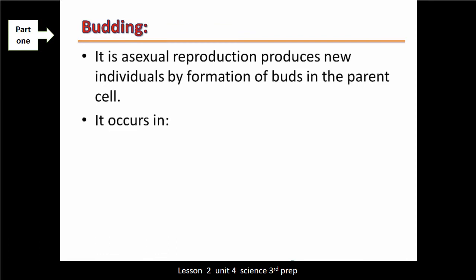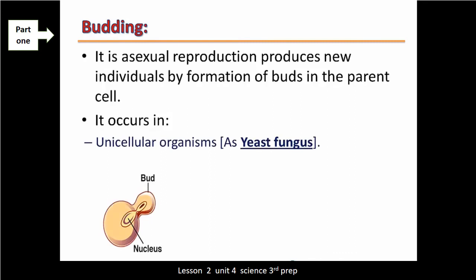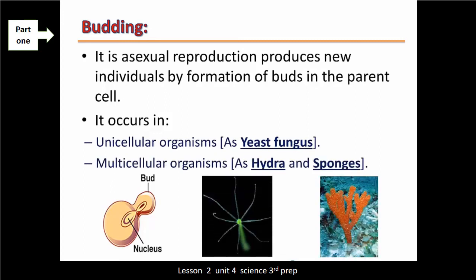Budding. It is asexual reproduction that produces new individuals by formation of buds in the parent cell. It occurs in unicellular organisms such as yeast fungus. Also, it occurs in multicellular organisms such as hydra and sponges.